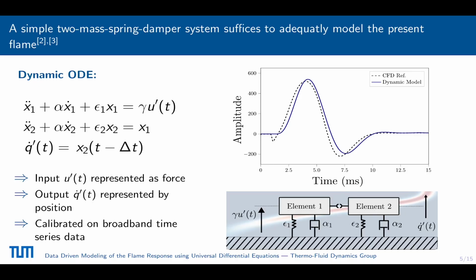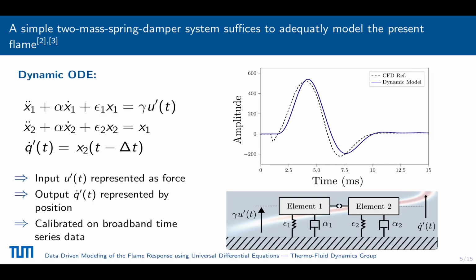And we apply a delay to the output to match the delay that we observe from input to output in the true flame. So this is all the parameters that you see, this alpha, this epsilon, the delay, this all can be calibrated on broadband time series, so on the data set that I just showed earlier. And after tuning all the parameters, we obtain a system or a dynamic model as given here on the top right in terms of impulse response, which can reproduce flame dynamics very accurately.